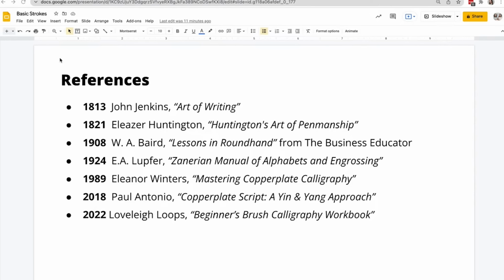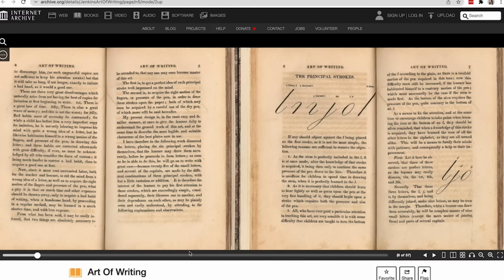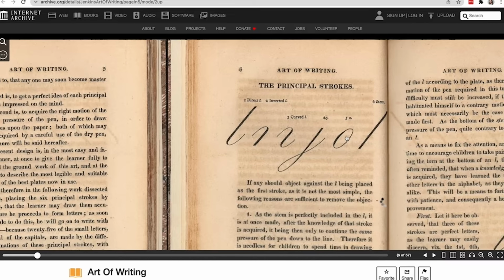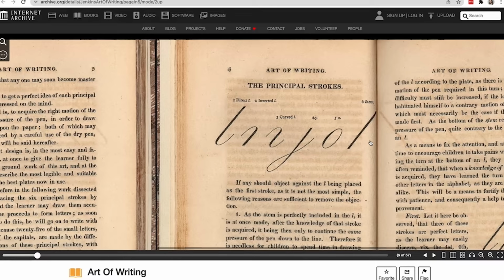And if you want to learn more about this, then we will include all of the links to these resources in the description. So the first one is from 1813, and this is a book called The Art of Writing. Here you can see on this page that the principal strokes right here, there are 6 of them. So only 6 are used here. And I thought it was interesting that these are named, like this first one is called direct L, inverted L, and curved L. And then what we call the descending loop is called the J. What we call the oval is just the O, and then a stem.